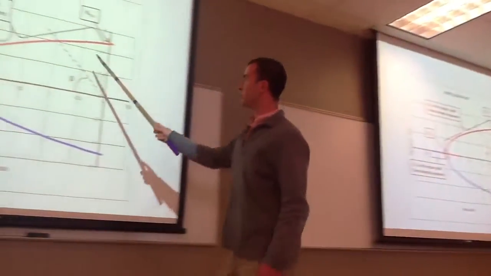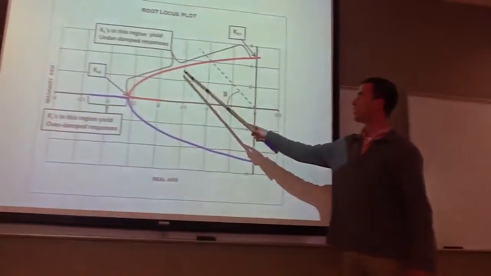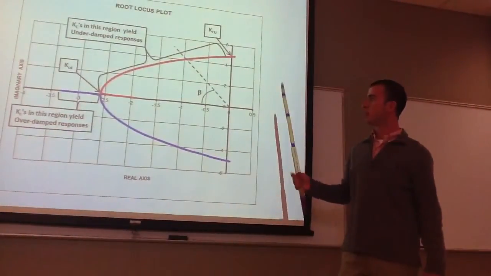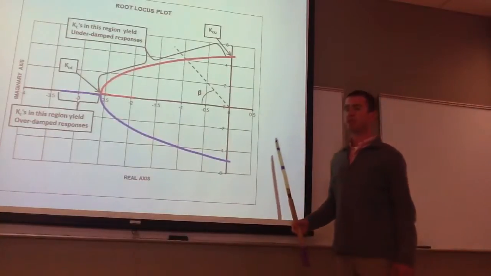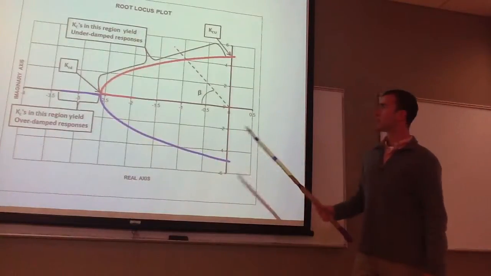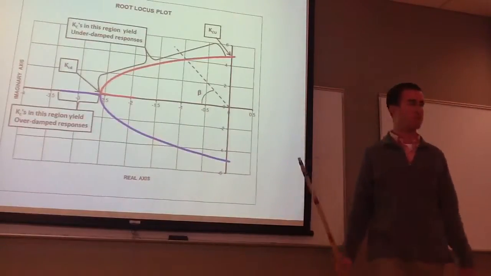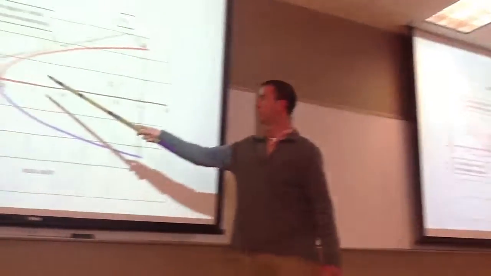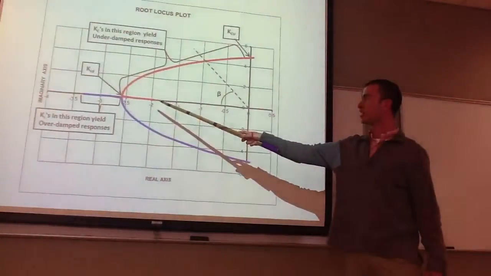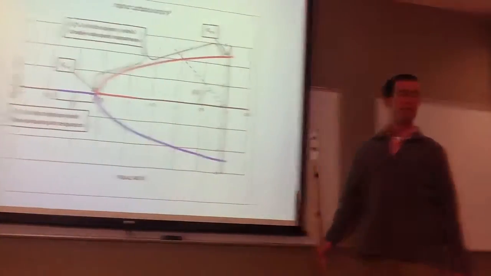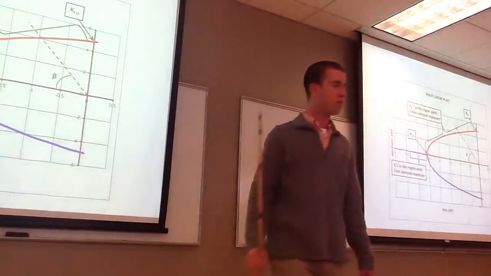And for this, you want your gain somewhere in this area, and that'll get your system pretty leveled out with not too much oscillation. It won't have too long of a settling time, and it also will not have too much offset. Down here, your offset gets pretty big, but up here, like I said, your oscillations become large.